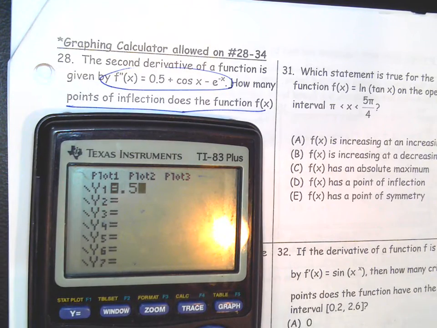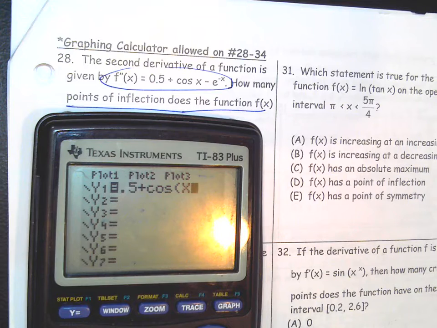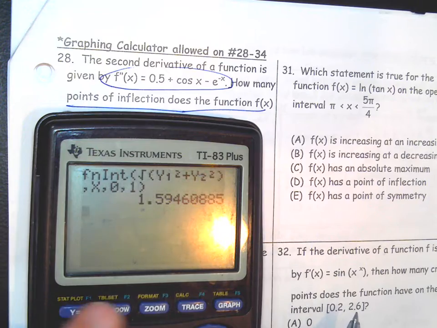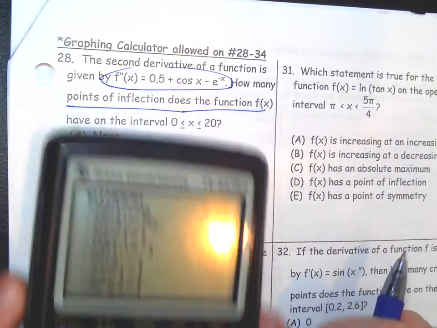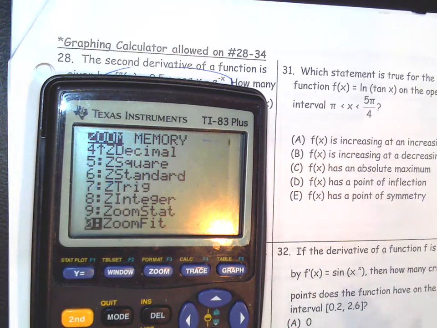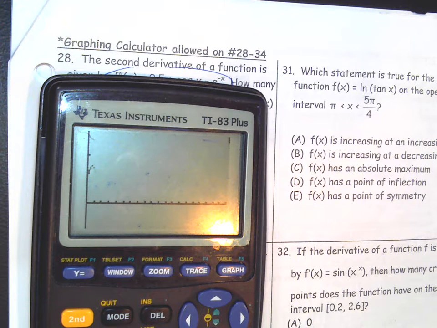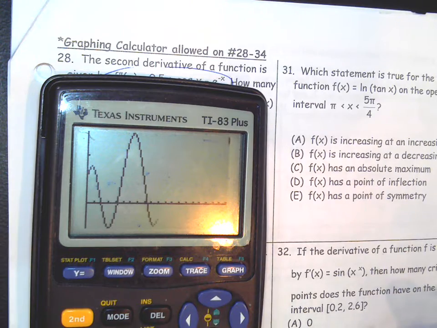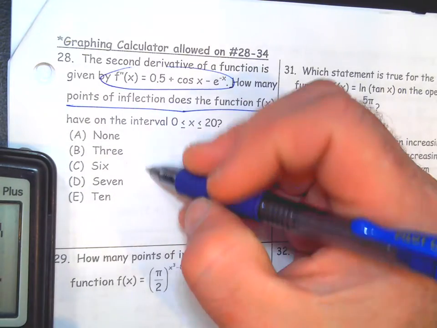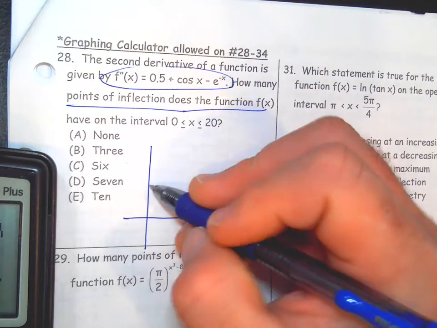So 0.5 plus cosine x, close the cosine x, minus e to the negative x. Now you better be in radian mode. Go to window. We're concerned with 0 to 20. We could say zoom fit, which might take a little longer, but it pre-calculates the y values and resizes the window to fit. So this is the graph. Let's sketch it real quick, just to help ourselves remember how we did this problem. On an AP test, you would probably just answer it.